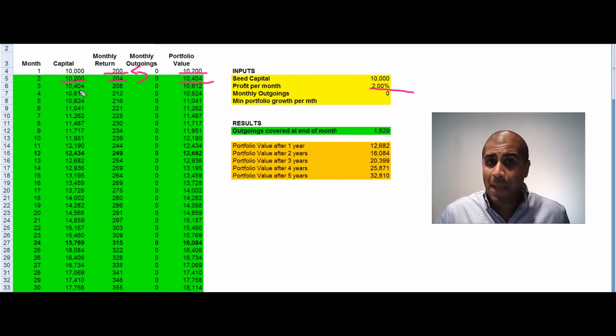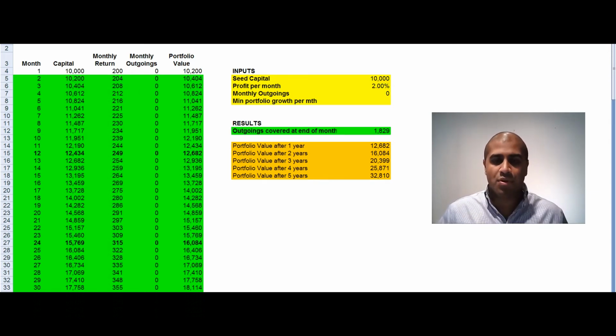Then on the third month, that means you're starting off your trading account with £10,404. Because you're starting off with a higher amount, using your profits to compound your returns, you can start to see that your monthly returns start to get a little bit larger, even though your profit is actually the same at 2% per month. And this is what compound return means.